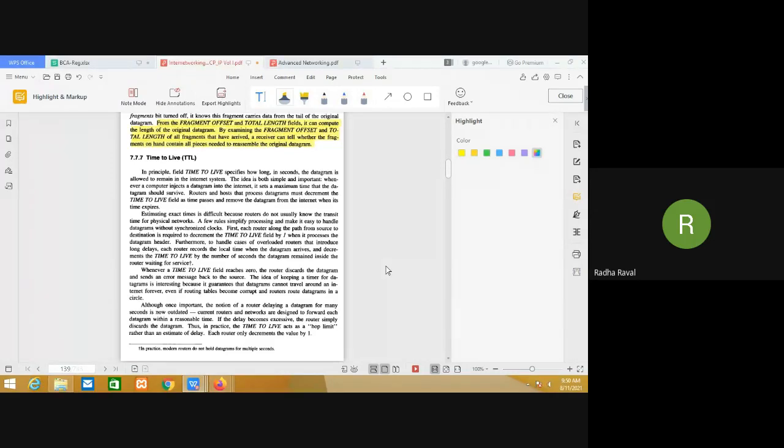Time to live specifies how long, in seconds, the datagram is allowed to remain in the internet system. The idea is both simple and important. Whenever a computer injects a datagram into the internet, it sets the maximum time that the datagram should survive.